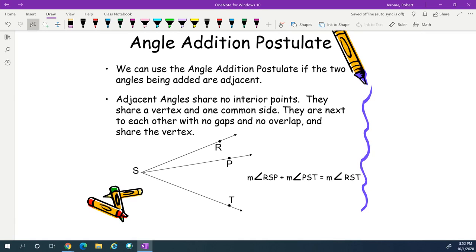Okay. So again, we can use that angle addition postulate whenever the angles are adjacent, meaning they're right next to each other. They have to share the vertex and the line that separates them. One angle goes out that way, the other one goes out that way. And together, we can add their totals. That's all this means.